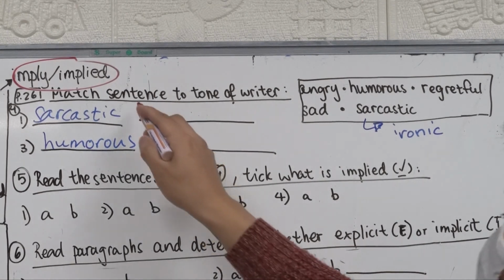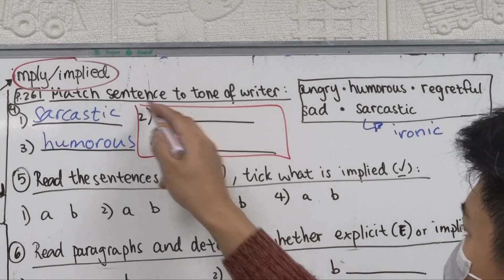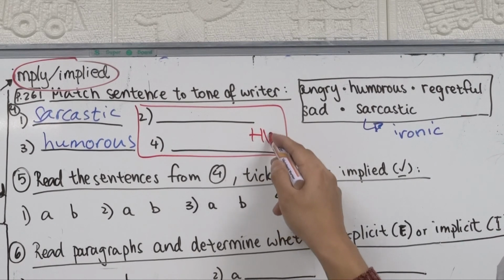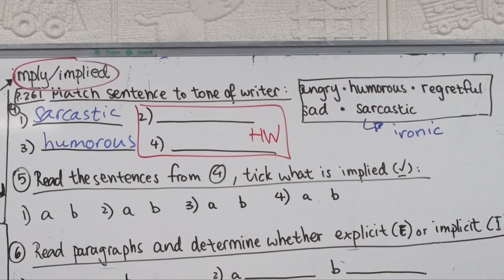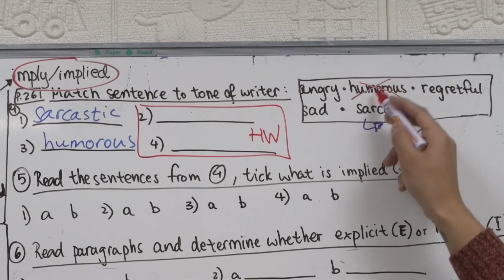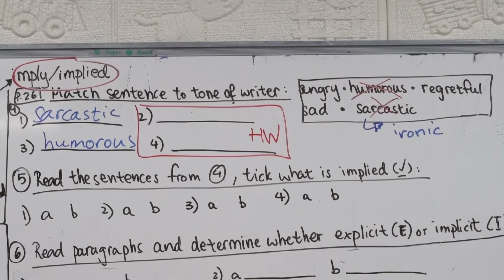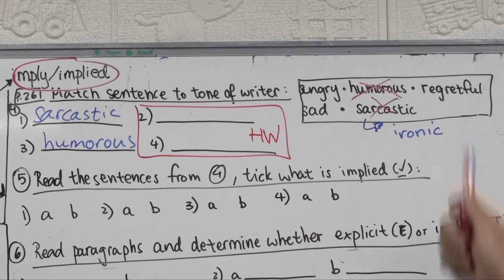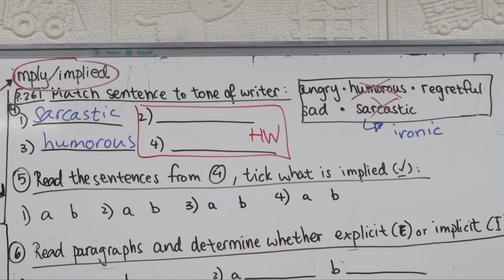Alright, so 2 and 4, I'll leave to you as homework as well. So again, the tone of the writer, okay? So we've used humorous, we've used sarcastic. So now you have 2 left. So one of them is not to be used.